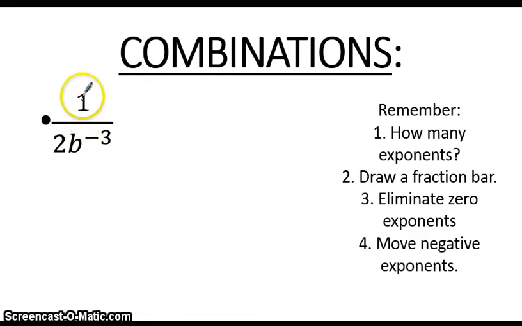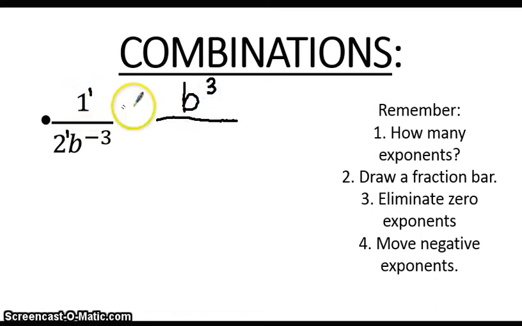Let's try another example. 1 over 2b to the negative 3 power. How many exponents do we have? Well, we have 3 exponents. Here's 1, 2, and 3. We'll draw a fraction bar. We will eliminate any zero exponents. Do we have any zero exponents? No. So we will move negative exponents. Here is our negative exponent, b to the negative 3 power. Since it's in the denominator, we'll need to move it to the numerator and put b to the 3rd power.